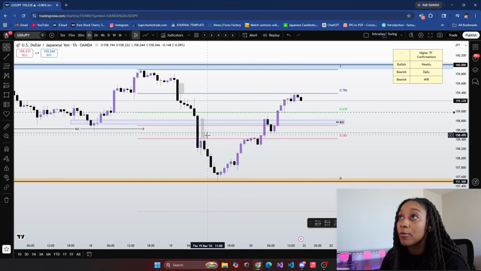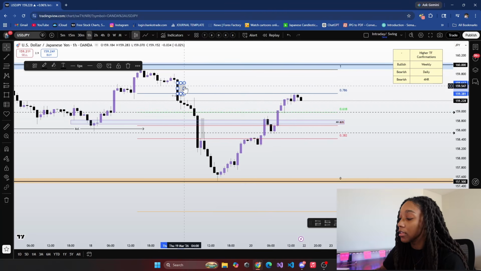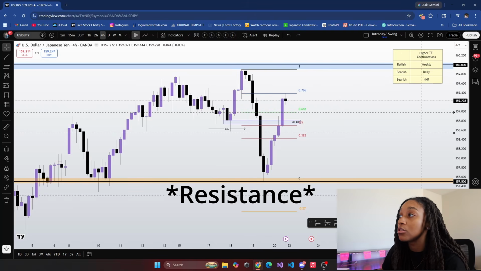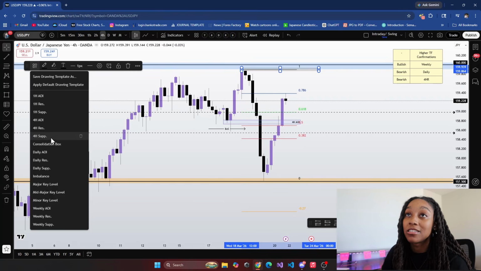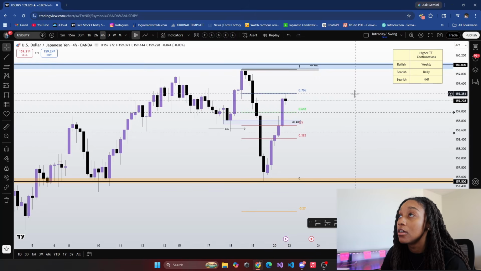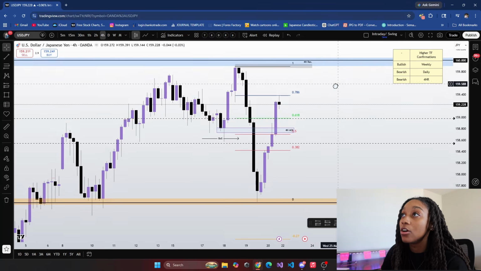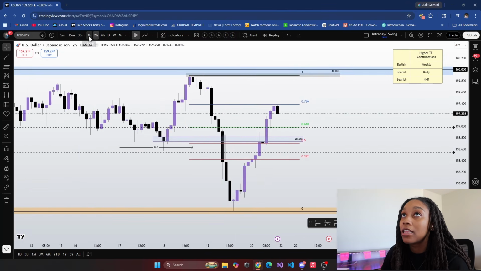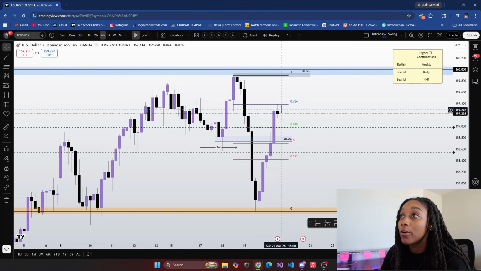So price came, we're filling gaps, right? We came up, we're filling these gaps. And again, until price breaks this 4 hour resistance up here, we're still bearish. So until price breaks this area, I'm still looking for sales, right? And I'm just waiting for my lower time frames to shift structure to show me that we basically want to go lower. What do I mean by that?